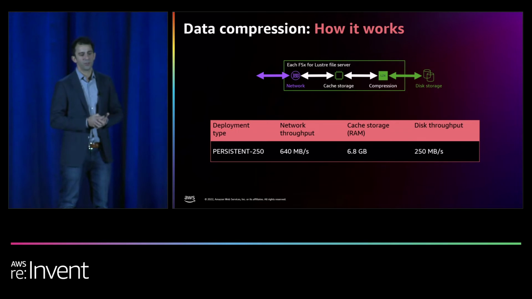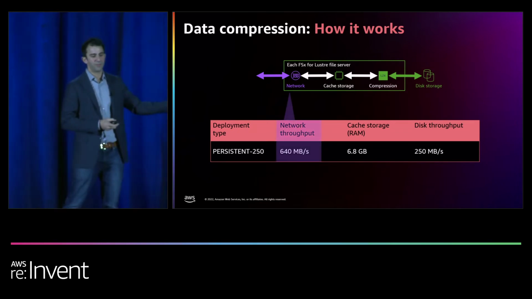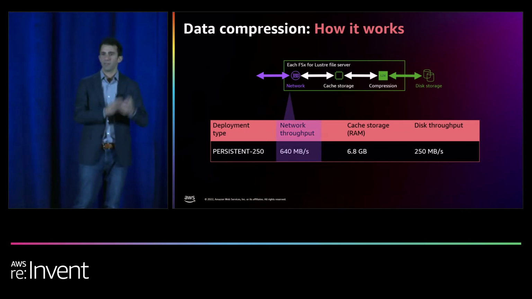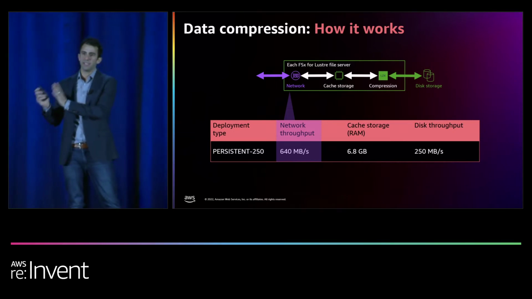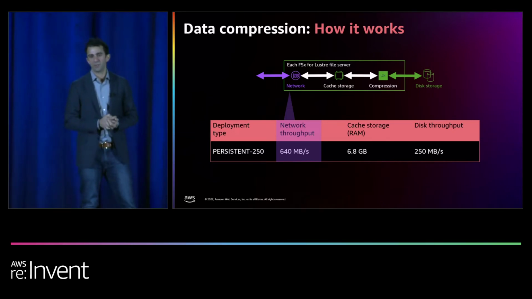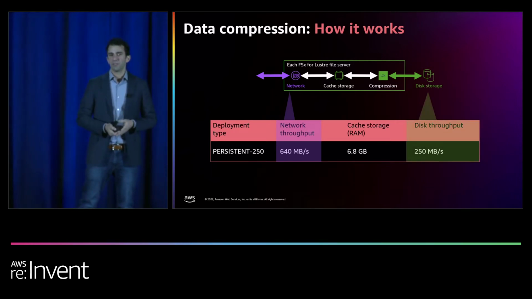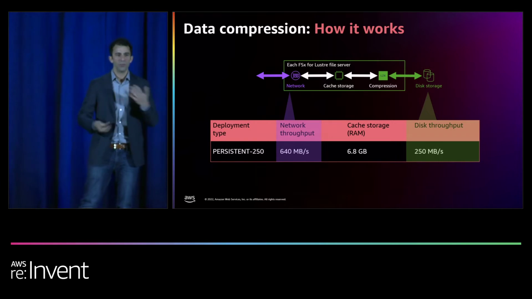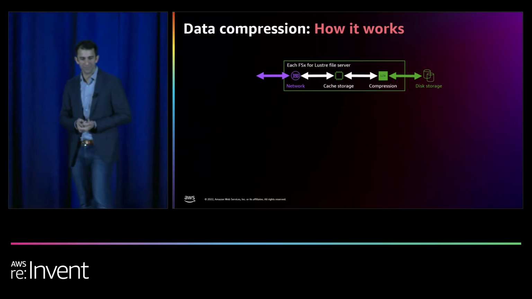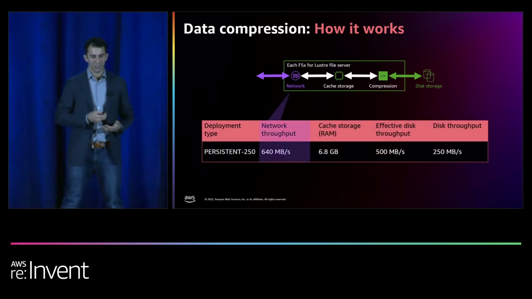This particular server has around 640 megabytes per second of throughput or network bandwidth. And then to the disk, around 250 megabytes per second. If we turn on compression and we achieve a 2-to-1 compression ratio, the picture changes a little bit.